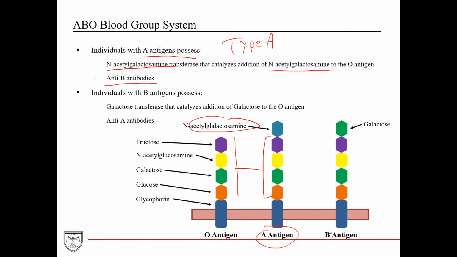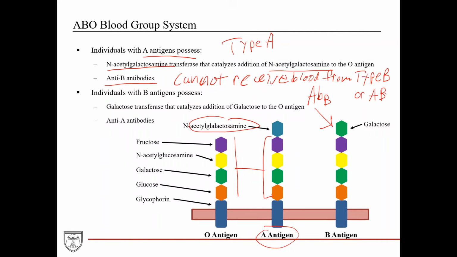So over here we have the B antigen. If someone is type A, they're going to have antibodies that will target B. And as a result, they cannot receive blood from type B. There's also type AB, which we'll talk about in a second. They can't receive from AB either, because AB has both the A and B antigen.